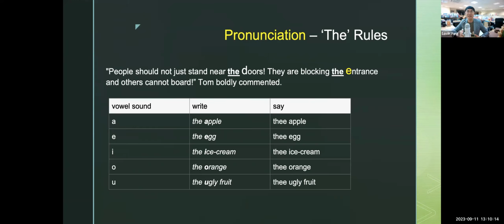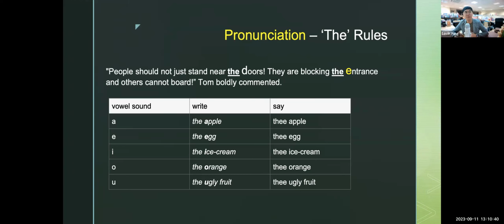Okay, but the plastic bag, the man, the woman, the sea, okay? The ocean. Why the ocean? Because ocean begins with the letter O, right? So the sea, the ocean. The man, the egg, all right? So always remember to be very conscious of T-H-E next to vowel sounds.